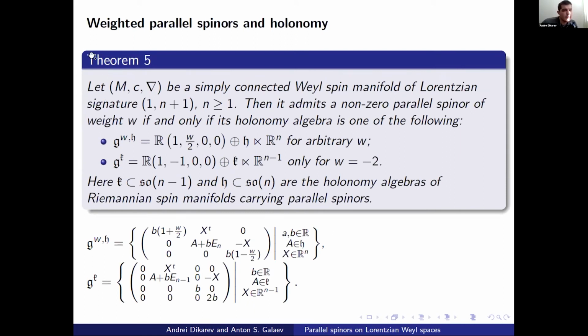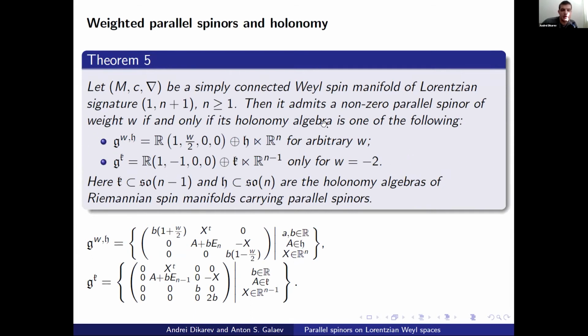And our result, which gives the classification of the holonomic algebras for the Weyl manifolds which admit parallel spinors. I will read the theorem. Suppose we have a Weyl manifold of Lorentzian signature. Then it admits a non-zero parallel spinor of weight W if and only if its holonomic algebra is one of the following.